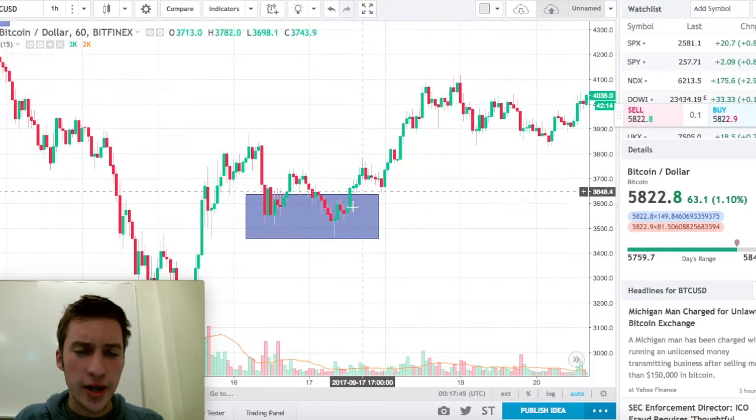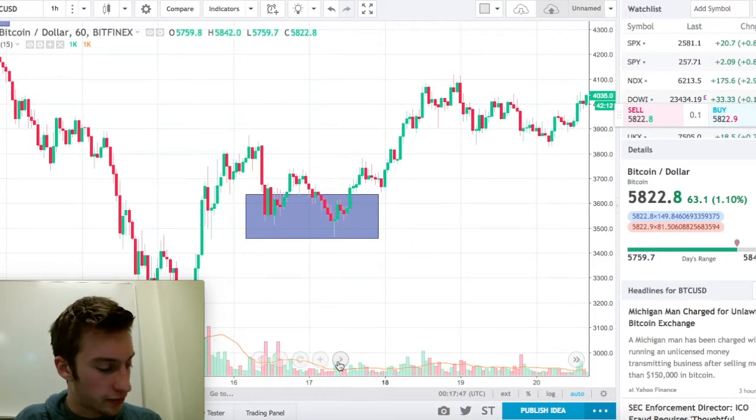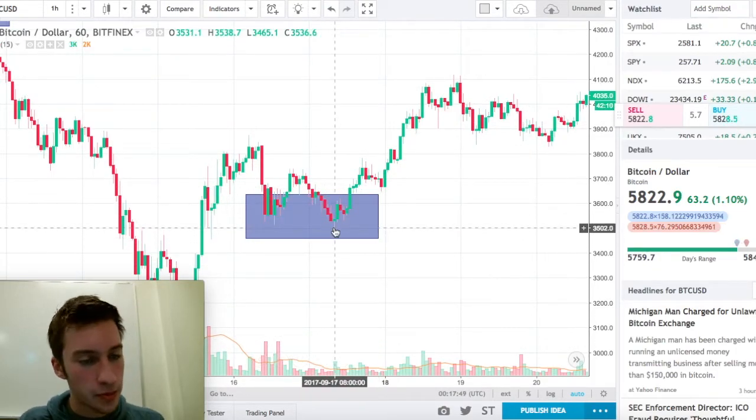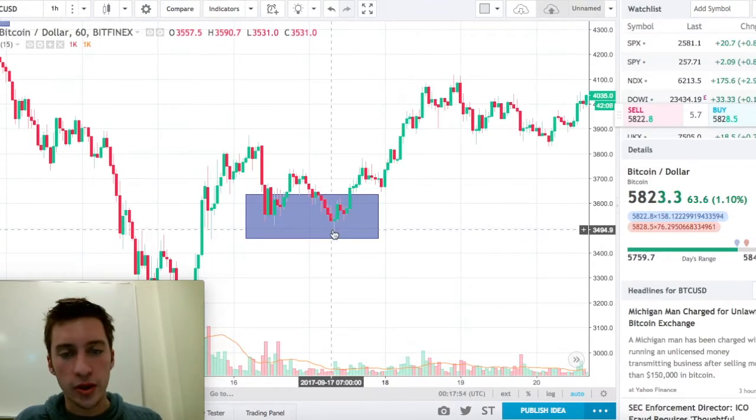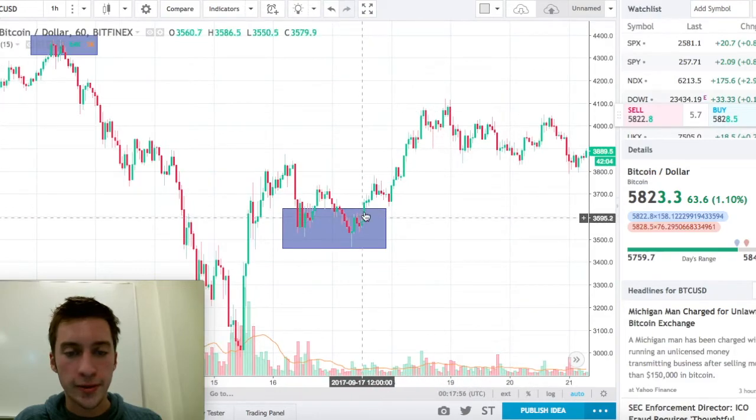So here we can see that price didn't spend a lot of time in the zone, not a lot of volume. We have low candlewicks, perfect. We're checking off all the boxes. And then we can see that there was a very strong breakout that went immediately upward right here.